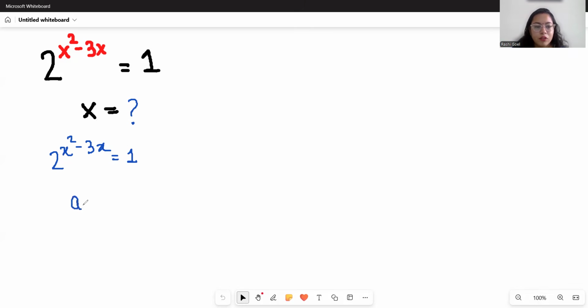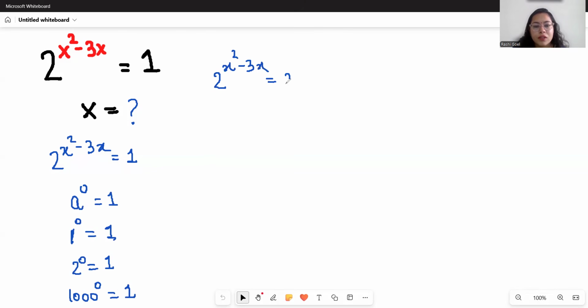One of the important exponent rules is a power 0 is 1. That means you can replace this 1 with any number power 0. 1 power 0 is 1. 2 power 0 is also 1. 1000 power 0 is also 1. So we can replace this right hand side 1 with 2 power 0.